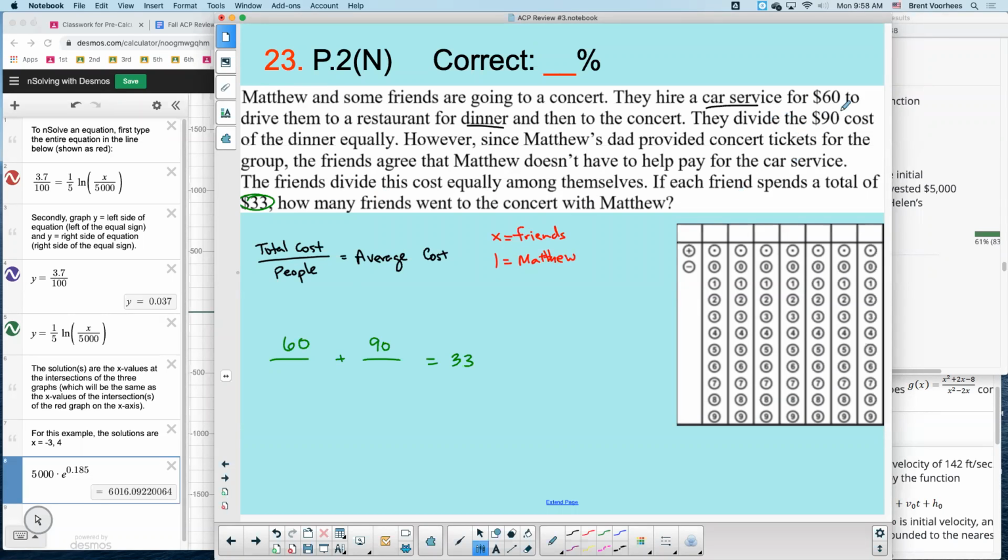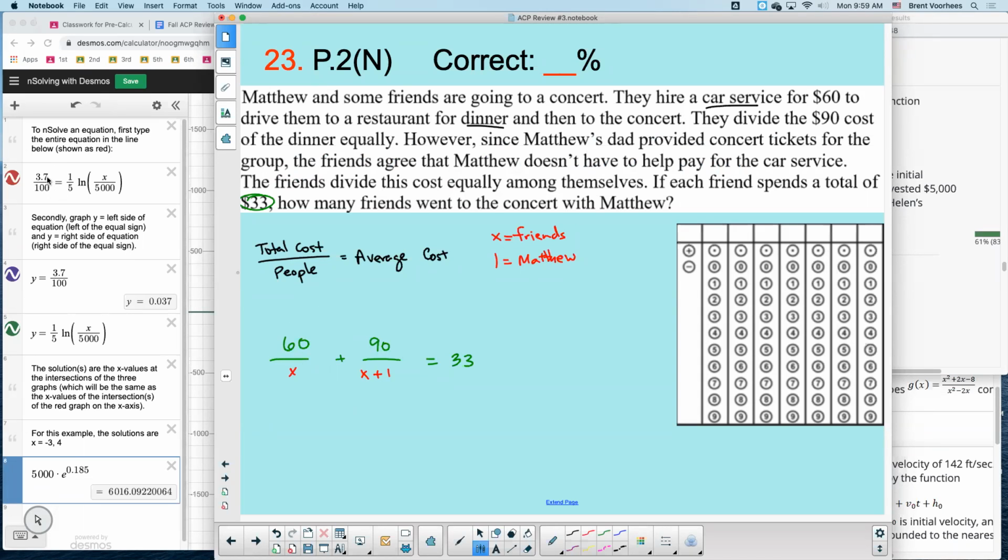So when it comes to paying for this, it says they divide the cost of dinner equally among all of them. So for the dinner, friends and Matthew pay. Friends plus Matthew. But since Matthew's dad gave the friends the tickets for the concert, they don't make him pay for the car. So Matthew doesn't have to pay for the car, only the friends pay for the car. And so that was our equation there that we worked with.